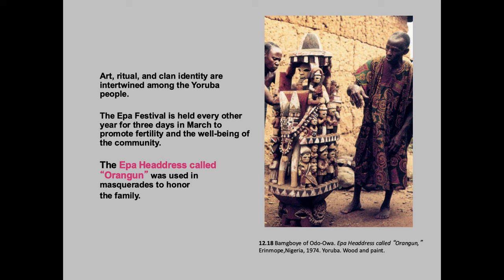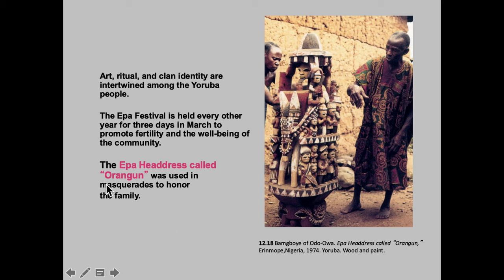This is the Epa headdress called Orangun. Now in Africa we know that they have longer and more elaborate rituals at times, and sometimes these pieces can be quite large, so a headdress might extend quite a ways out from the body. This particular one that we're looking at has the founder of the clan within. And then this is the Epa Festival held every other year for 3 days in March to promote fertility and the well-being of the community.